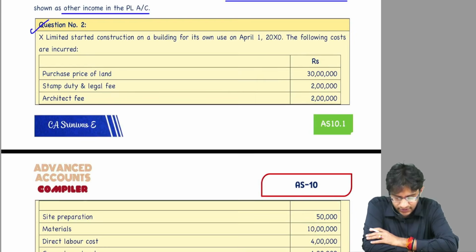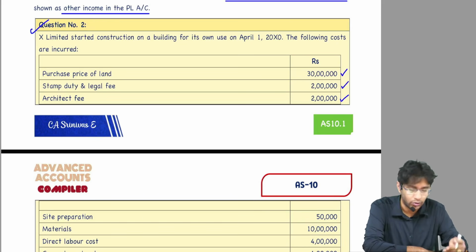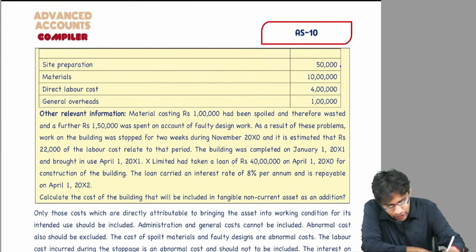The following costs are incurred. Purchase price of land, of course, will capitalize. Stamp duty, legal fees, yes. Architect fees, designing fees, guys, that also have to capitalize. Site preparation cost we have to capitalize. Materials you have to capitalize. Direct labor cost also have to capitalize.